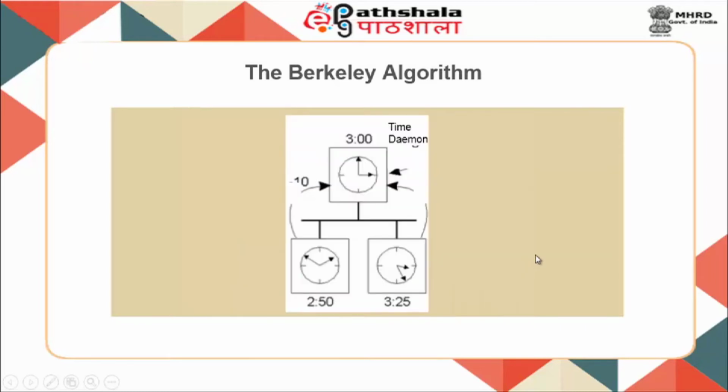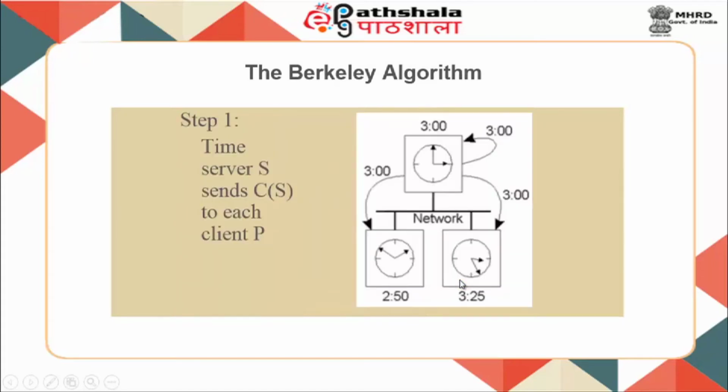Let us look at an example. Here is an example for the Berkeley algorithm, where we have the time server at 3 o'clock, a client process at 2:50, and another client process at 3:25.